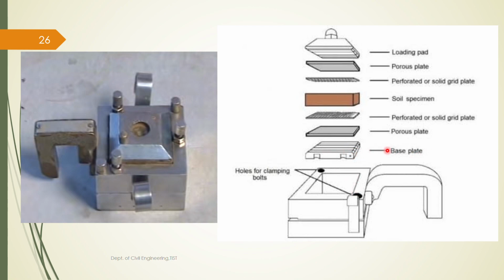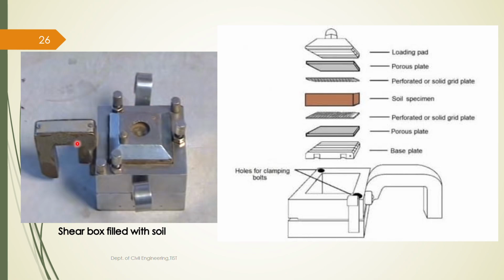First we will be placing the base plate, and then you have to place a porous plate or porous stone, and instead of that solid grid plate you have to use a perforated grid plate. A perforated grid plate is with holes in it. There will be holes in the perforated grid plate, and on the top of that you have to place the soil specimen. Then you have to use again the other perforated grid plate, and then porous stone, and then loading pad. So here the only difference is the addition of porous plate, and also a perforated grid plate should be used. This is the setup for a drained test.